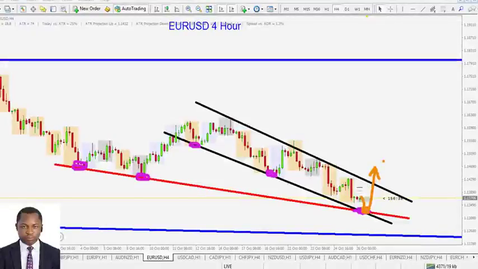Okay, sorry about that. So for the euro against the American dollar, price is very close to that support area. Okay, very close. Let's see what's going to happen. It has not yet been hit. Don't anticipate price and go long here.